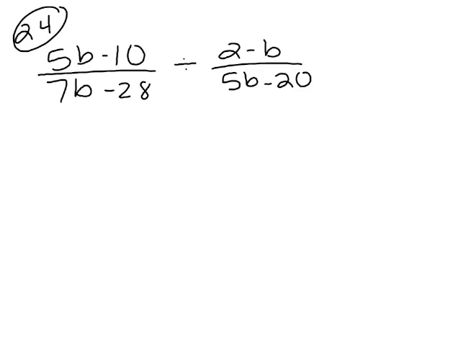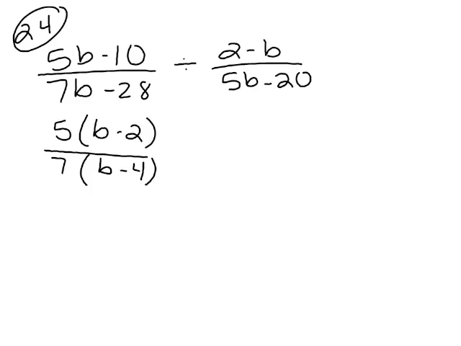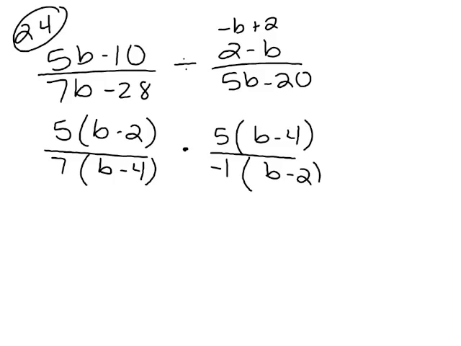Okay, let's start simplifying. So I want to pull a 5 out here. I'm left with b minus 2. And if I pull a 7 out down here, b minus 4. Then I flip it over and multiply. So if I pull the 5 out, b minus 4. And then I need to rewrite. Really, this is a negative b plus 2, right? So if I pull out a negative 1, it turns into b minus 2.